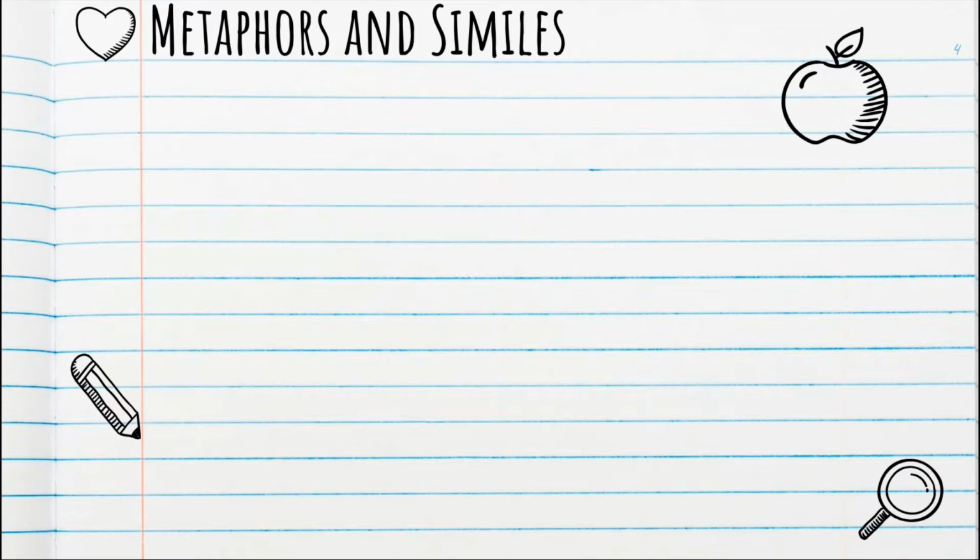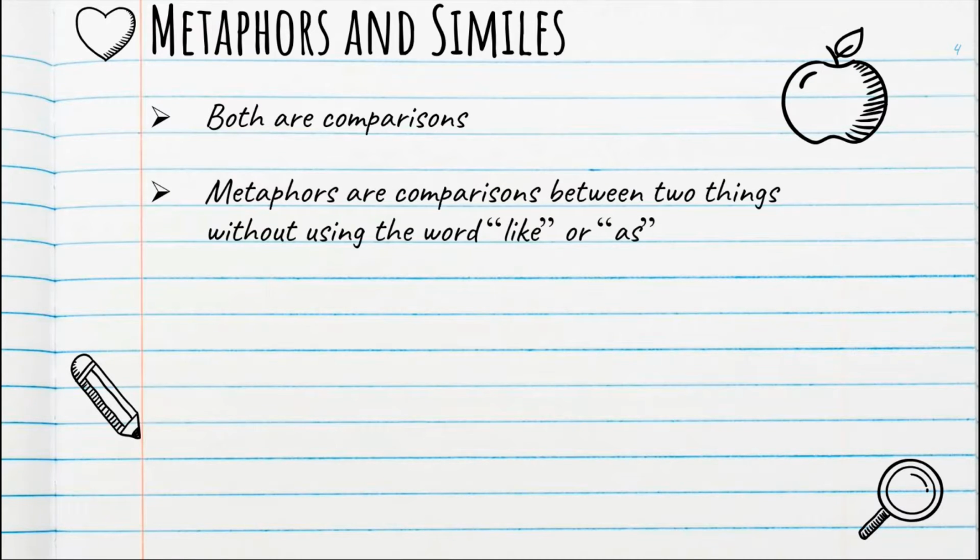Metaphors and similes are devices that authors will use to make comparisons. They are both a form of comparison, but there is one very important difference, and it's simple, but it is important. Metaphors are comparisons between two things without using the word like or as.